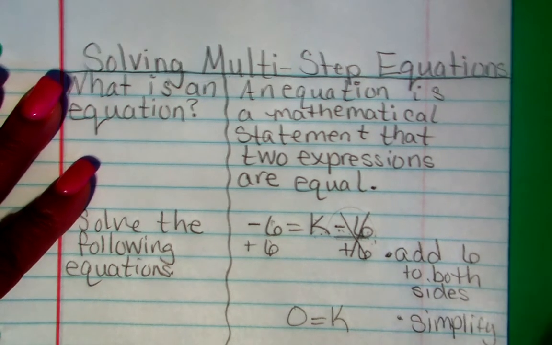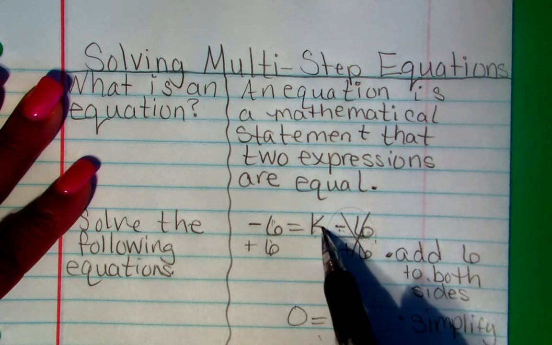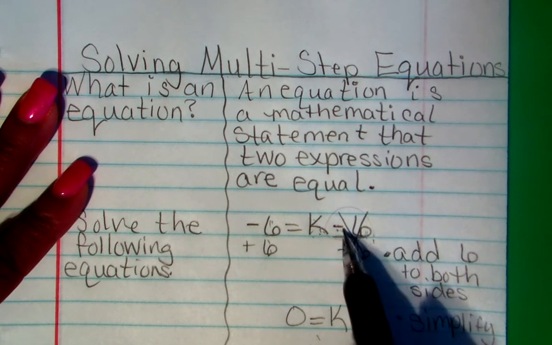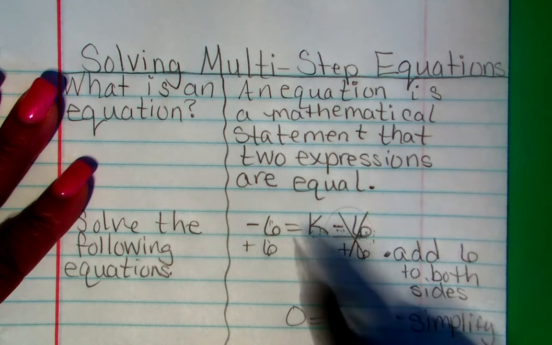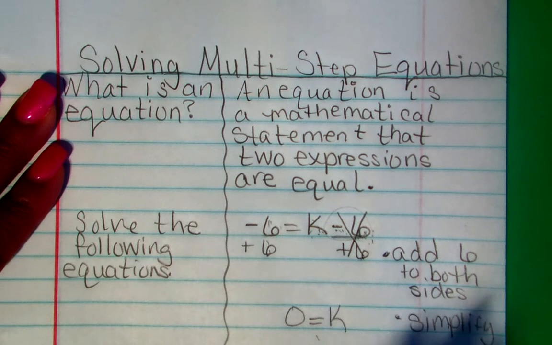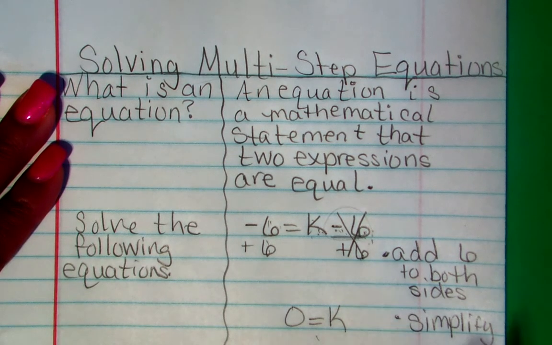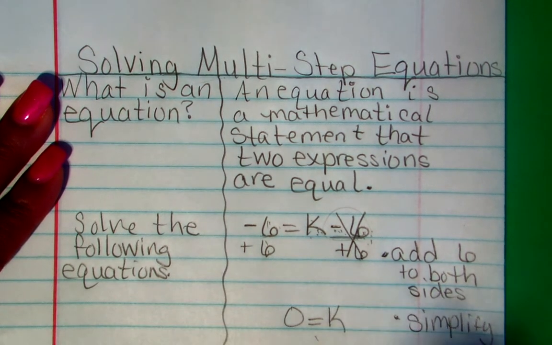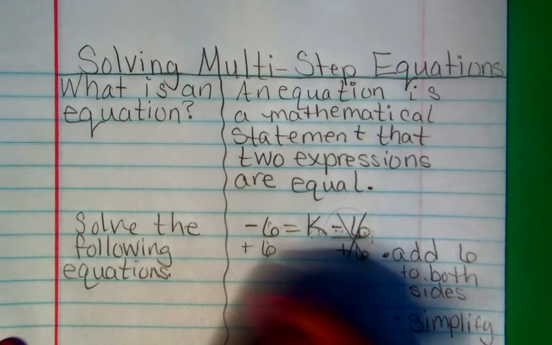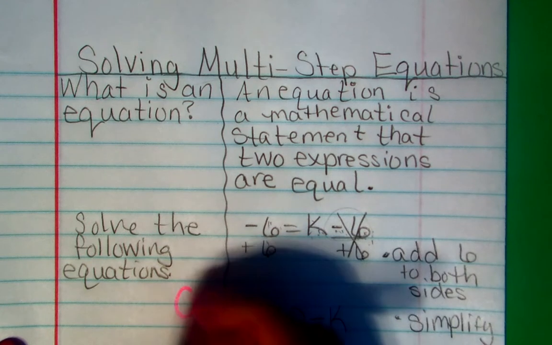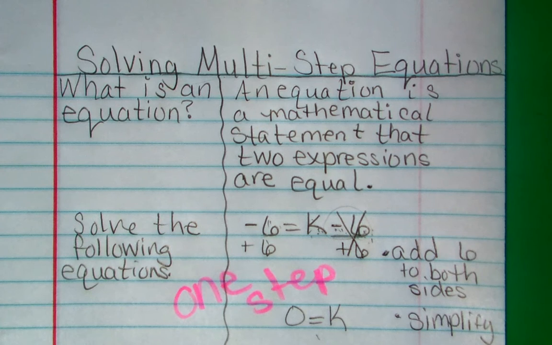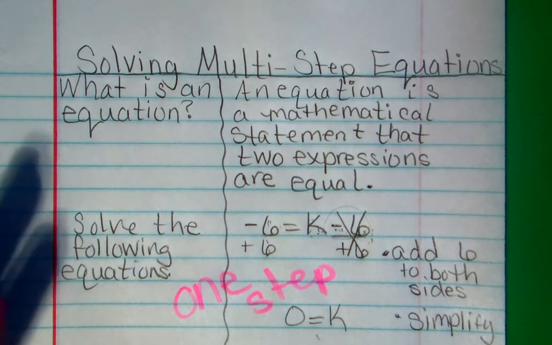Okay? Always check your answer. So if I substitute 0 in for k, I would say 0 - 6. What is 0 - 6? -6. My solution is correct. Okay? So this solve the following what kind of equation? One step. So I'm going to put here one step. And now notice I'm just writing this over here. That was one step. So you make your notes for yourself.